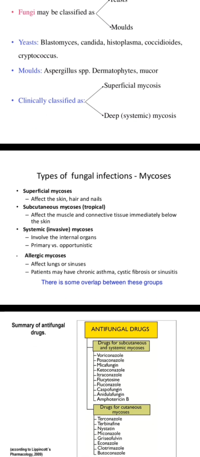So, the first one is the superficial mycosis, as the name suggests, it is superficial and affects the superficial organs such as the skin, hairs or nails, etc. Then comes the subcutaneous mycosis. It affects the muscles and connective tissues immediately below the skin. Then systemic invasive mycosis involves the internal organs.